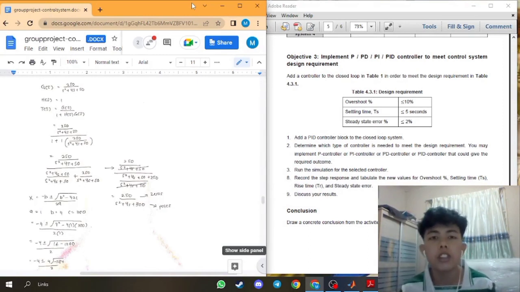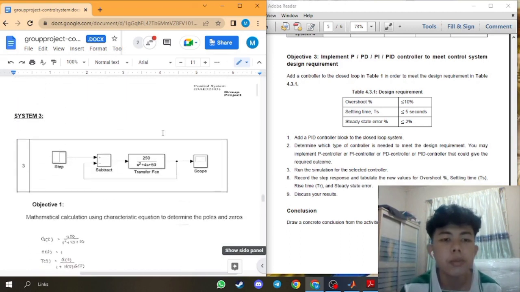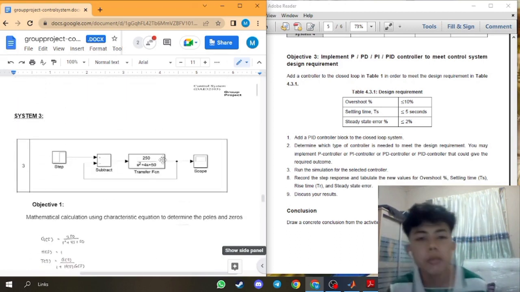My matrix number is AA212713. So, this is my System 3, control system project.